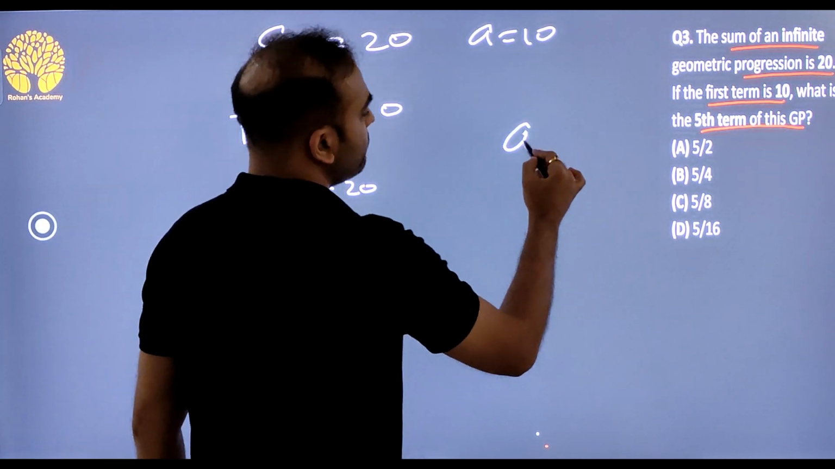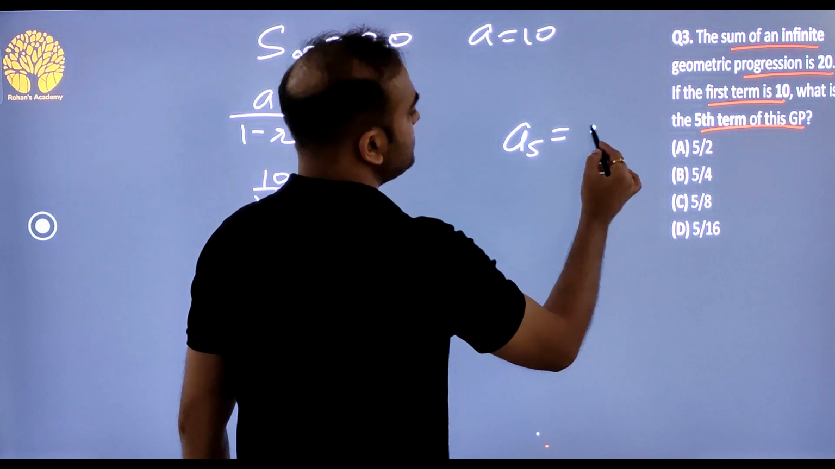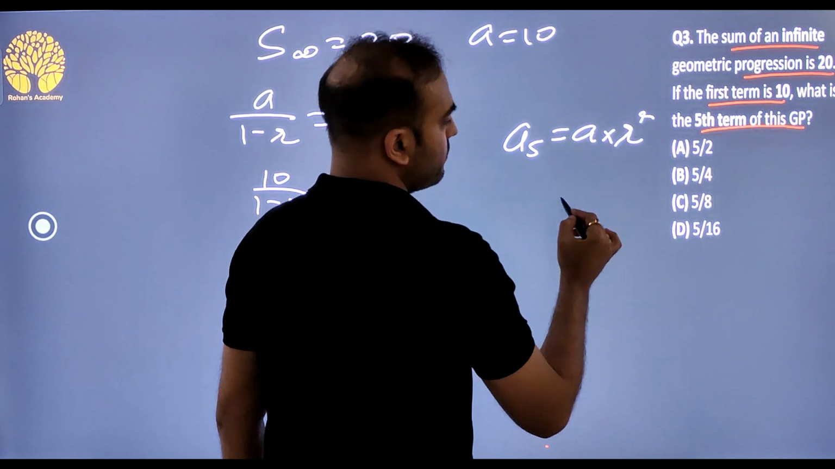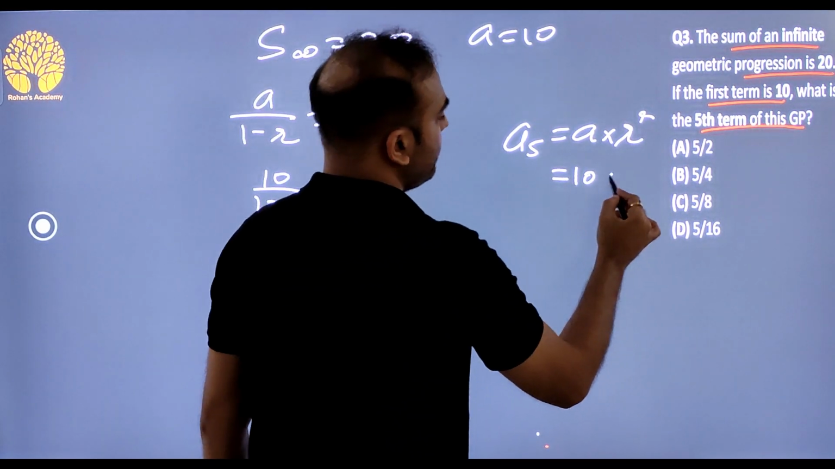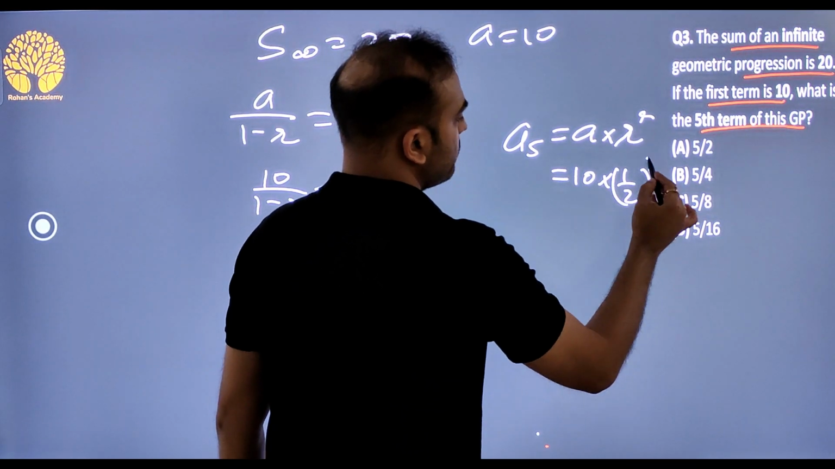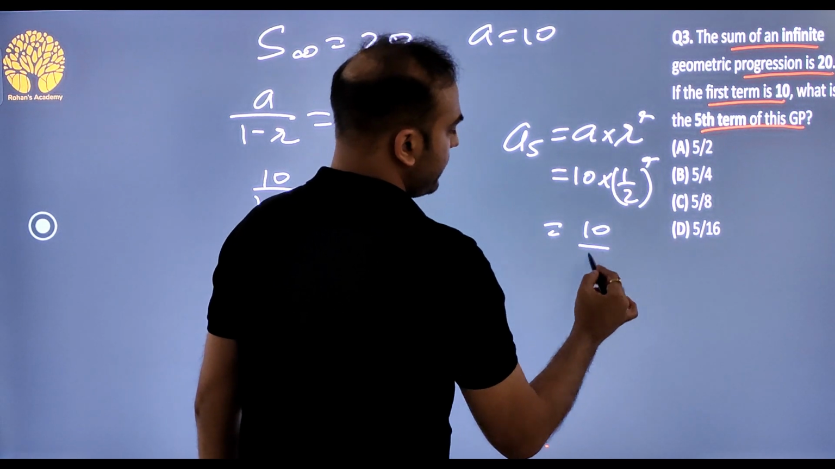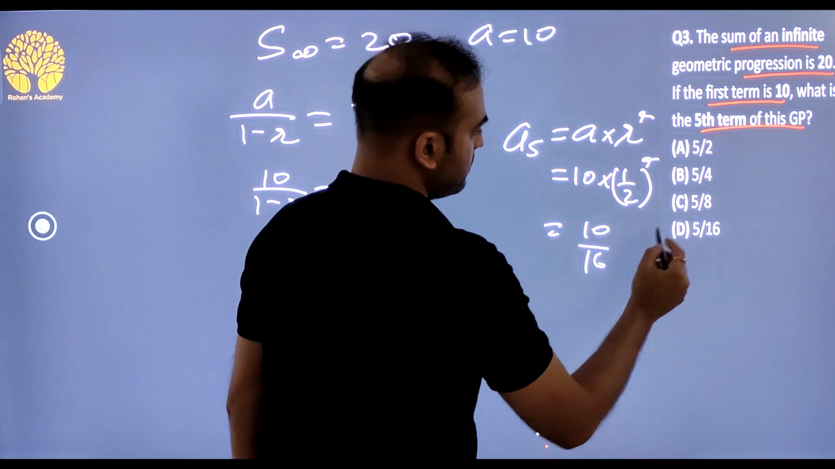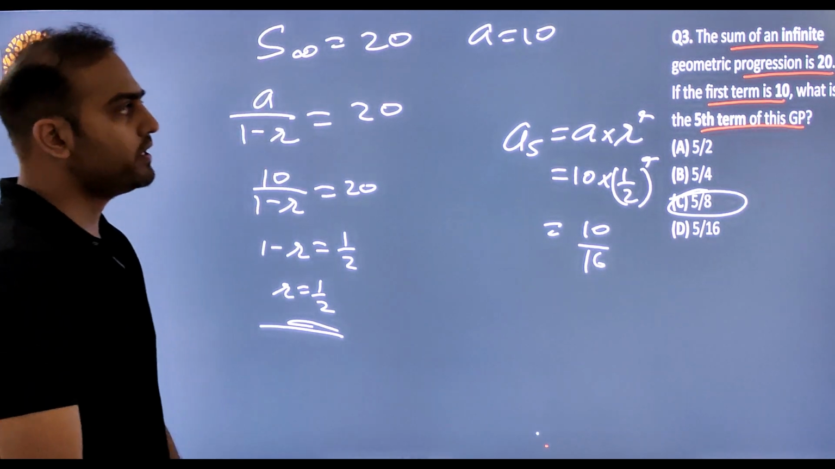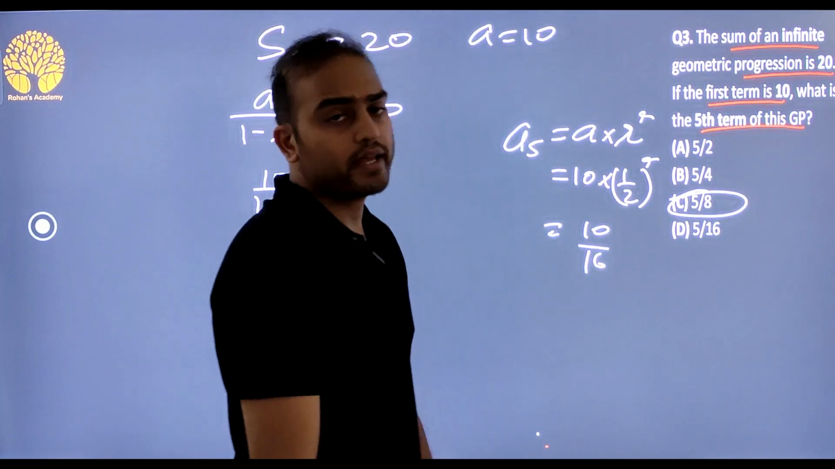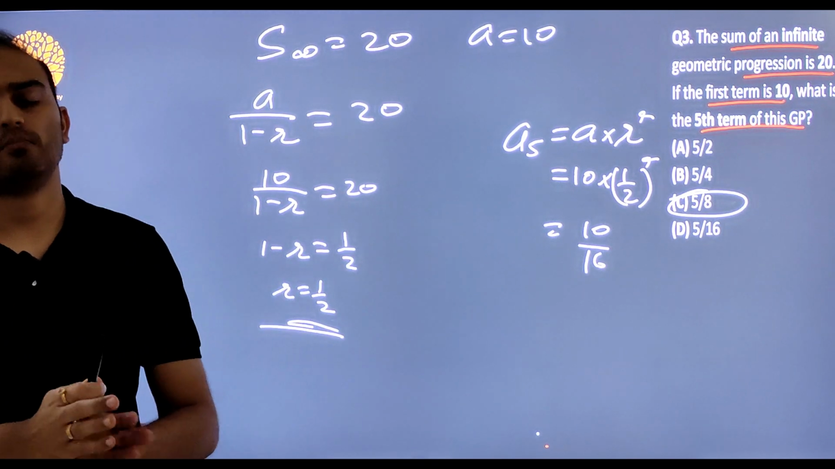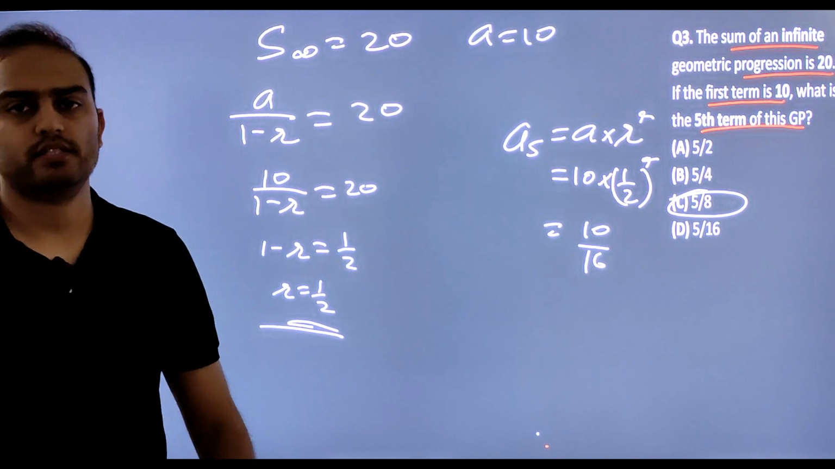What do we want? The fifth term, which is A into R power 4, because it is n minus 1. 10 into half power 4. 10 by 16. That's 5 over 8. So again you guys will realize that all the questions from this topic are all formula based.